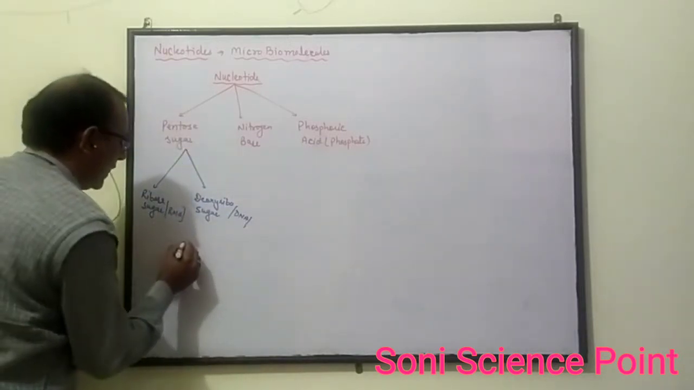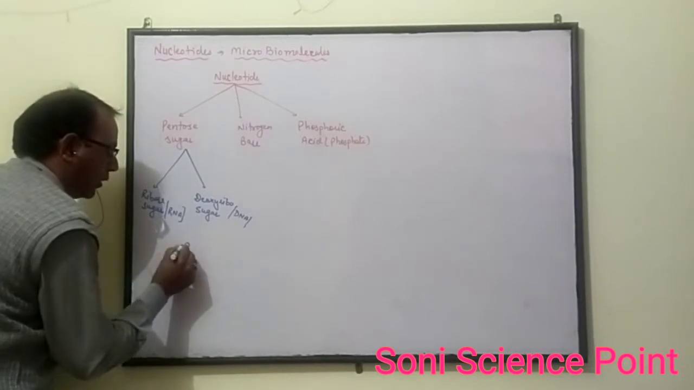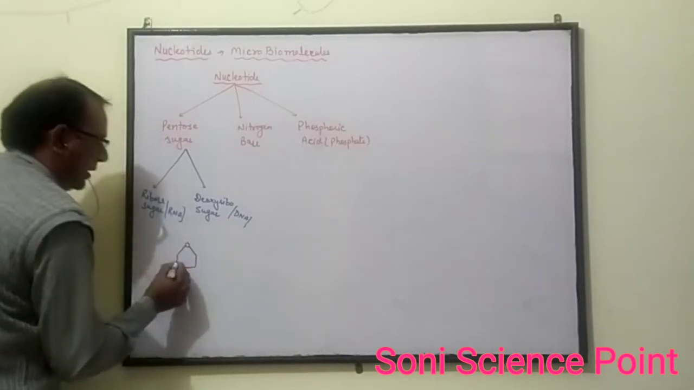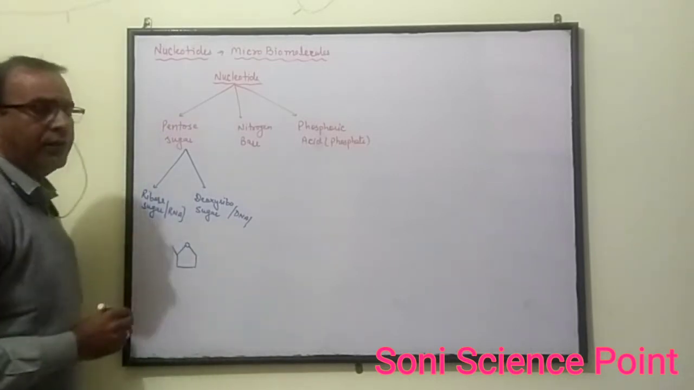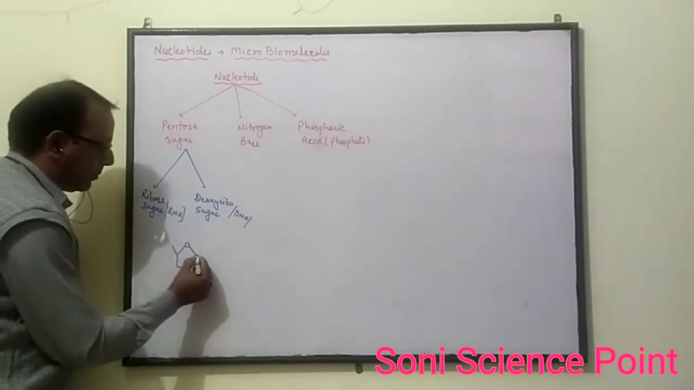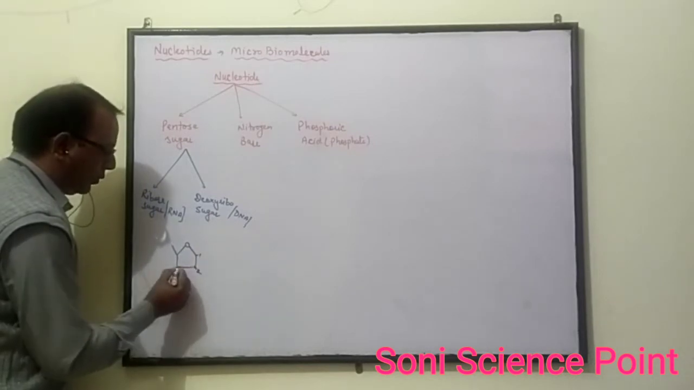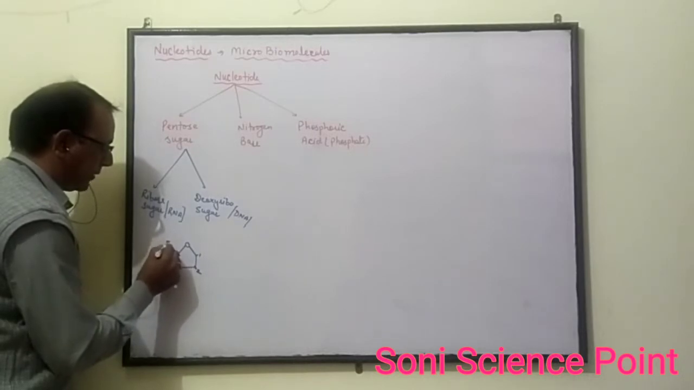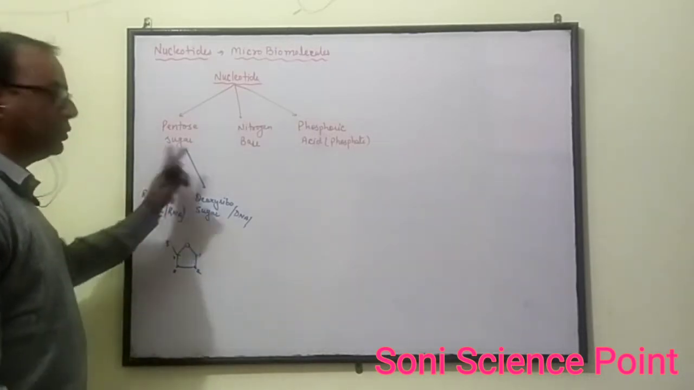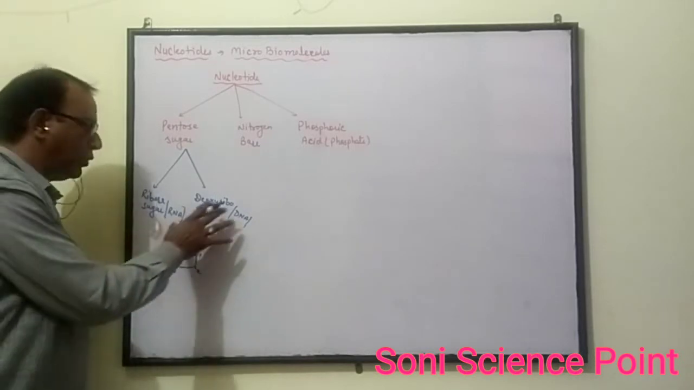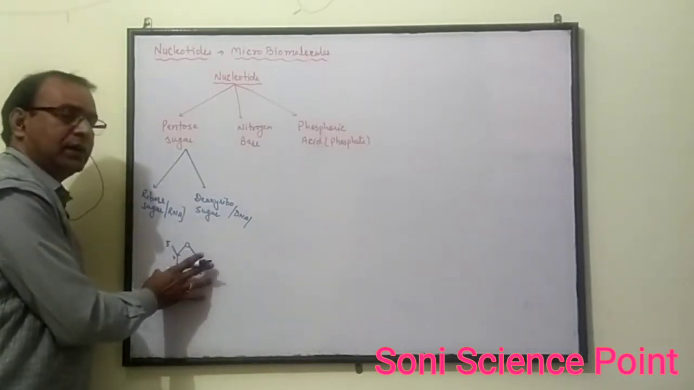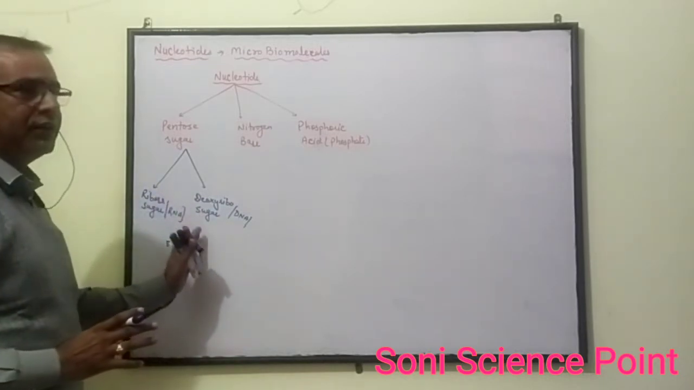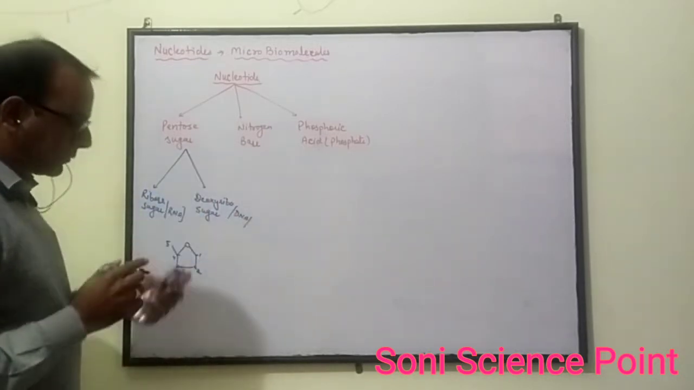Pentose sugar is a ring in which 1 oxygen is bonded with 4 carbon atoms and the 5th carbon remains in the form of a free arm. This is carbon number 1, carbon number 2, carbon number 3, carbon number 4, and this is carbon number 5. It is the structure of pentose sugar. Whether it is ribose or deoxyribose, both have this same structure. The major difference between ribose and deoxyribose we will discuss later.